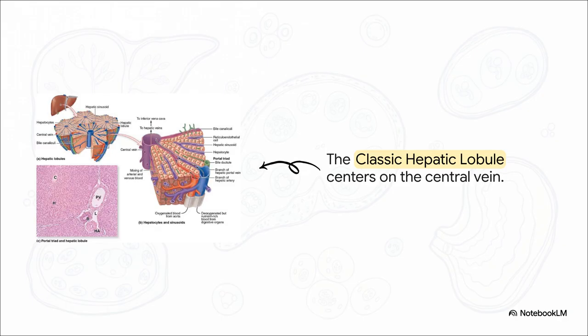This allows hepatocytes to extract toxins and nutrients while simultaneously secreting newly synthesized plasma proteins, like albumin, right into the systemic circulation. Conversely, the portal lobule model emphasizes exocrine function, tracing bile drainage outward to the portal triad. Finally, the hepatic acinus of Rappaport divides the functional parenchyma into 3 metabolic zones based strictly on oxygen gradients.